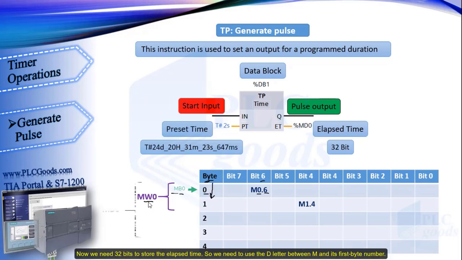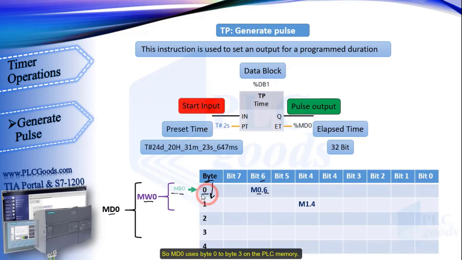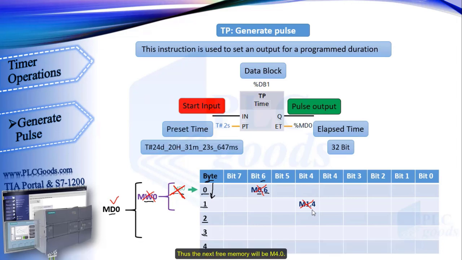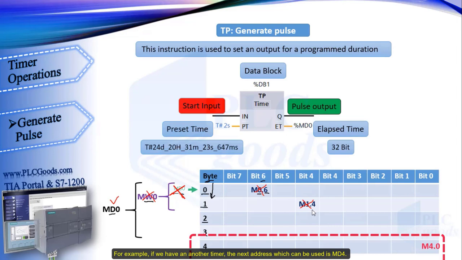Now we need 32 bits to store the elapsed time. So we need to use the letter D between M and its first byte number. So MD0 uses byte 0 to byte 3 on the PLC memory. An important point is that if we use MD0 for our timer, we must not use MW0, MB0, M0.6 or M1.4, because these bits are used in the MD0, and we must not use them for another purpose. Thus, the next free memory will be M4.0. For example, if we have another timer, the next address which can be used is MD4.